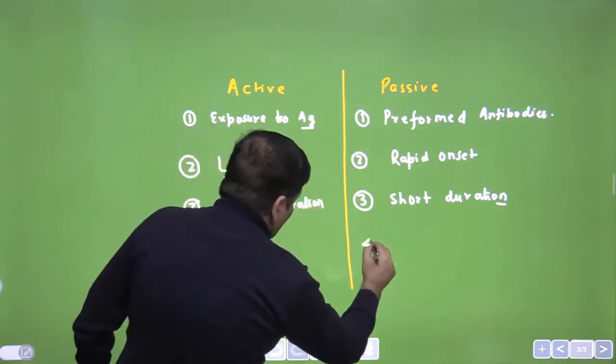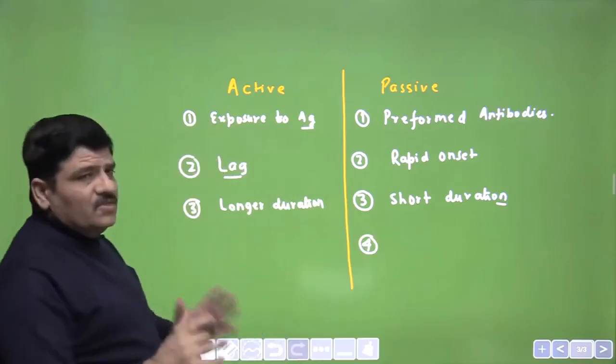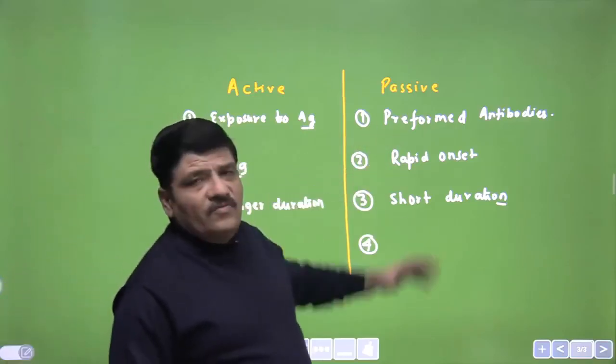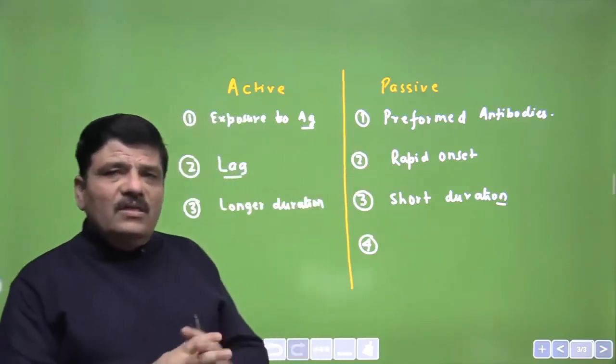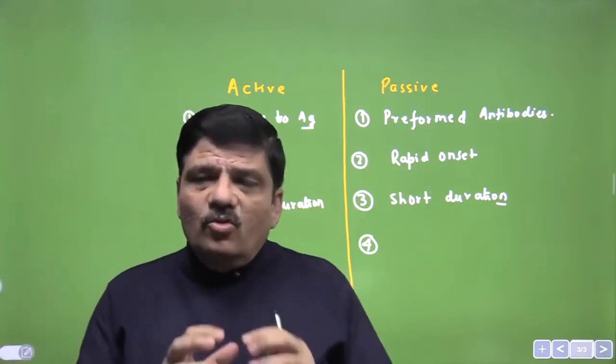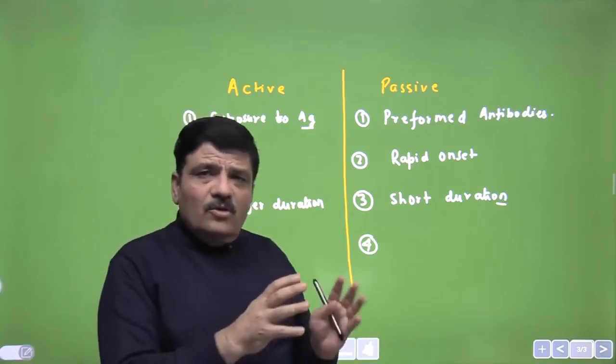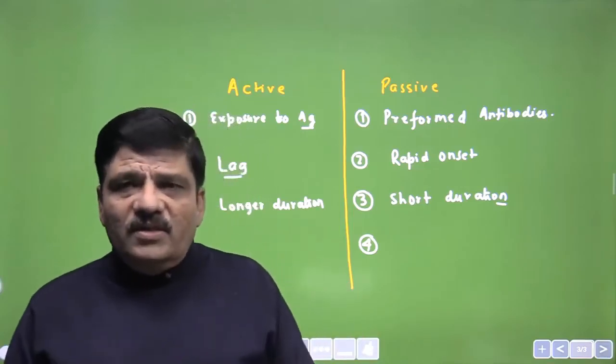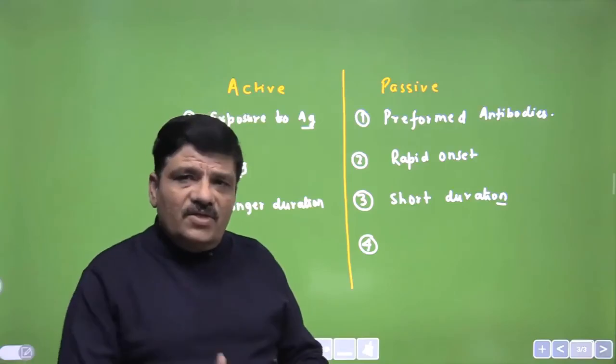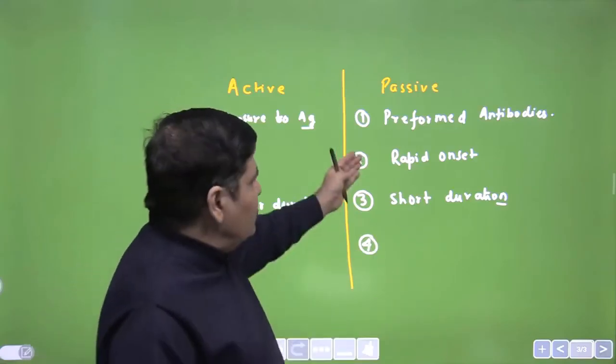Now, final thing to understand would be that if there is an urgency, then you should go for passive immunization. So a question in the examination can be asked, you can be given a particular condition and you will be asked what do you suggest, whether to go for active immunization or passive immunization. So if there is an urgency, then obviously passive immunization makes sense.